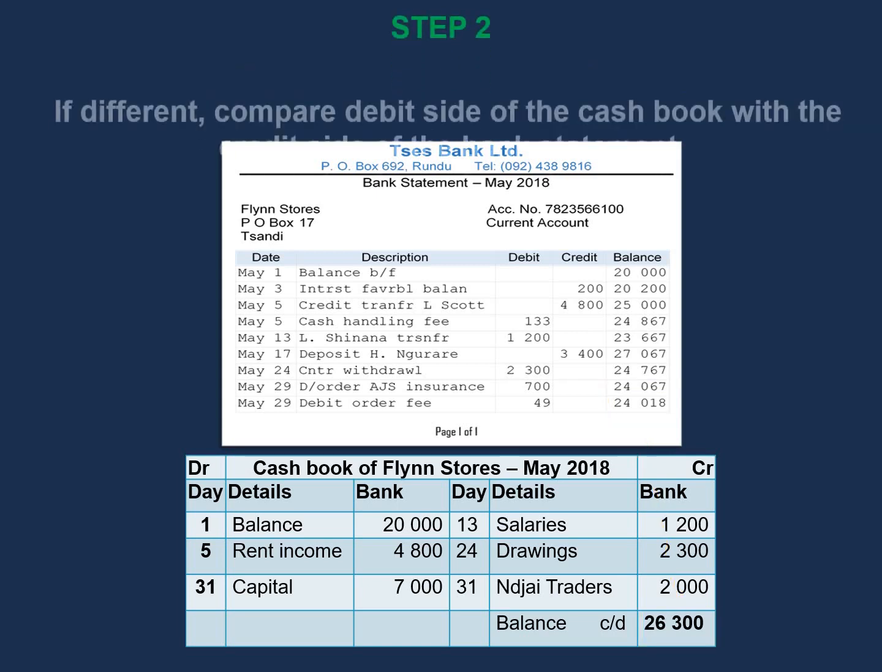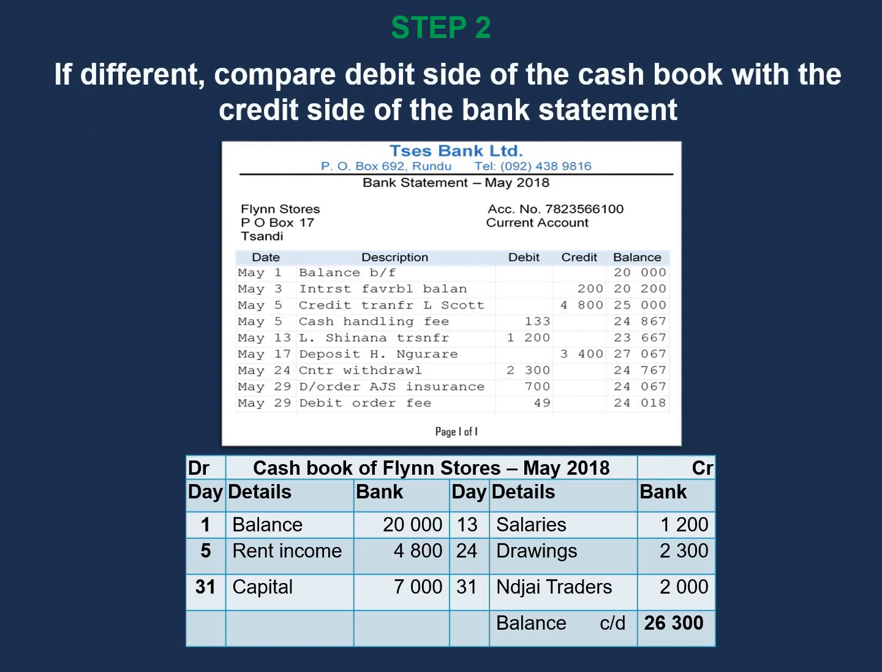At step 2, it reads, if different, compare the debit side of the cash book with the credit side of the bank statement. So the balances are different, so we need to compare the debit side of the cash book with the credit side of the bank statement. So now we look for what are the transactions that are on the bank statement and on the cash book. And we can find a $4,800 for rent income on the cash book, and it's also reflecting on the credit side of the bank statement. So we can scratch that one out.